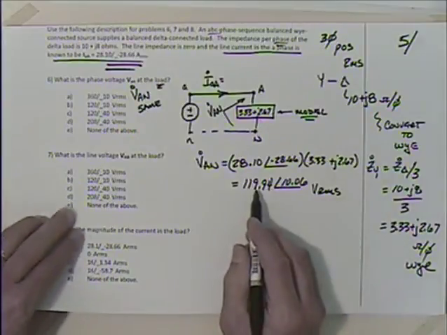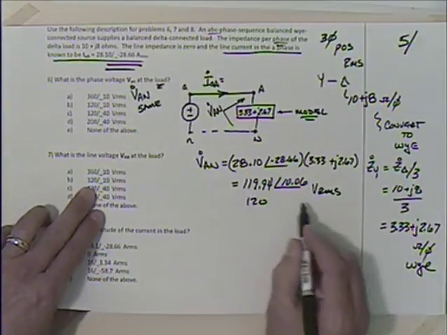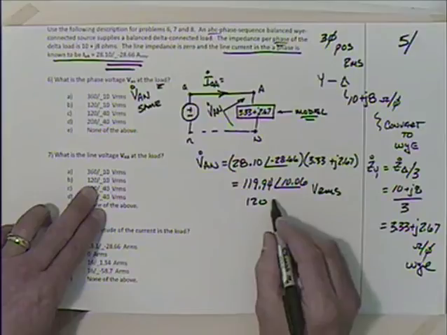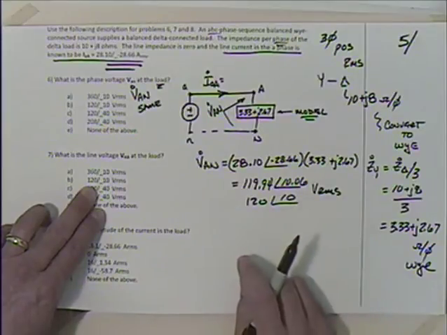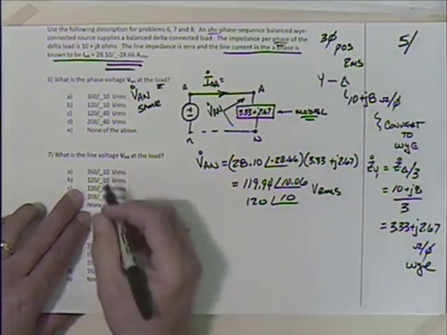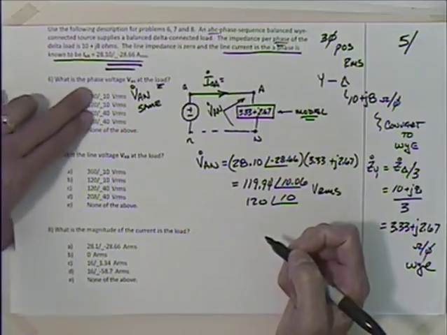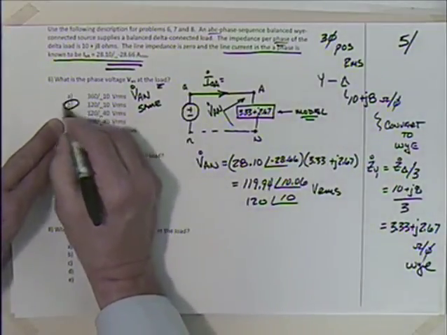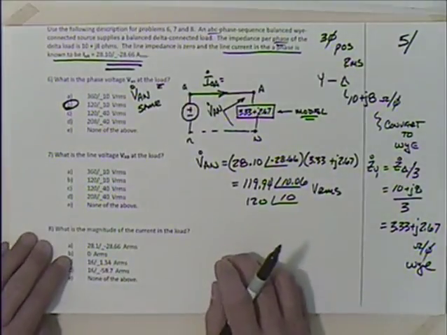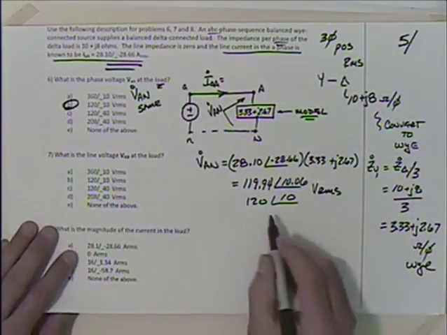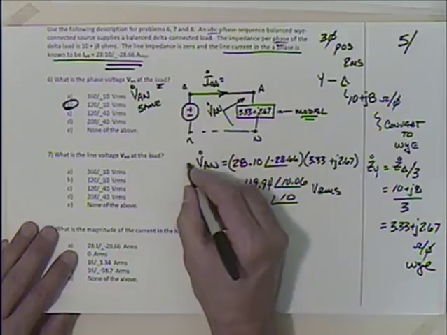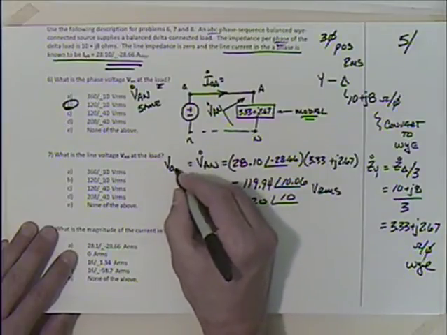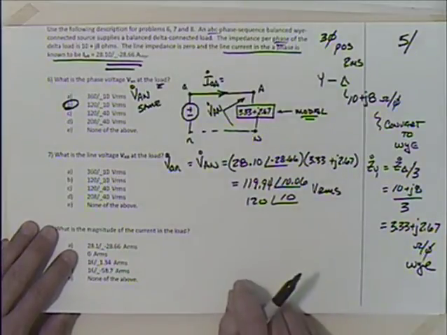So I think I could probably say 120 at about 10? Probably be a safe bet. Let me make sure I answer the right question, 120 at 10. So I think we're good there. Because this would be the same as V little a little n, wouldn't it?